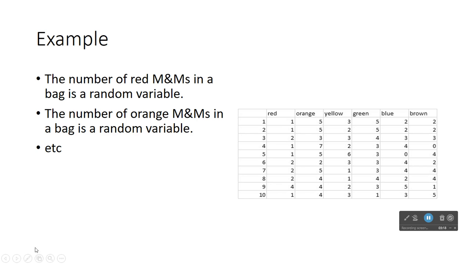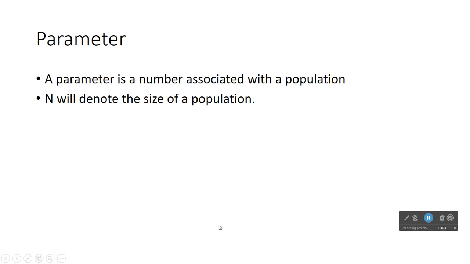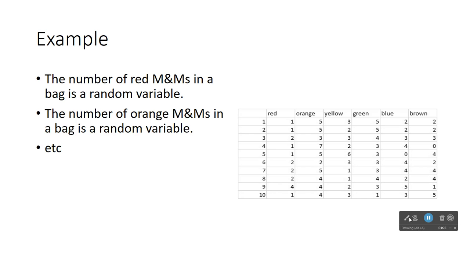An example here, we go back to M&Ms. We say open a bag, an element of our population, a member of our population, and count the number of reds. That is a random variable. The number of red M&Ms in a bag of M&Ms is a random variable because it associates a number with the member of the population.